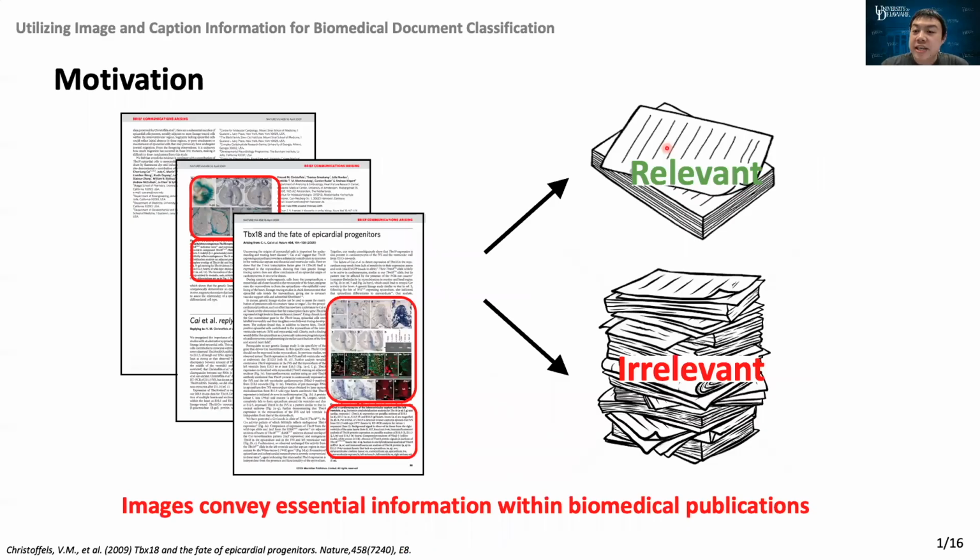Biomedical document classification is an important task for supporting the biocuration process and biomedical research. Most current methods focus on textual contents, which are typically extracted from the title and the abstract. Notably, figures and captions convey important information about biomedical research and the results in publications.